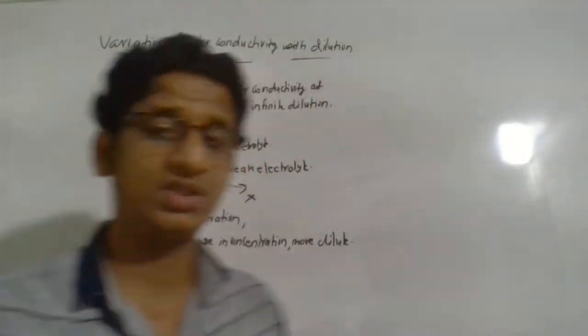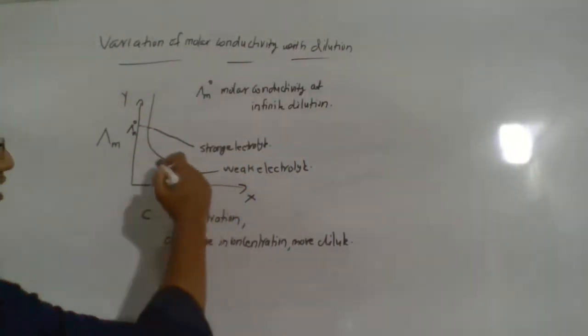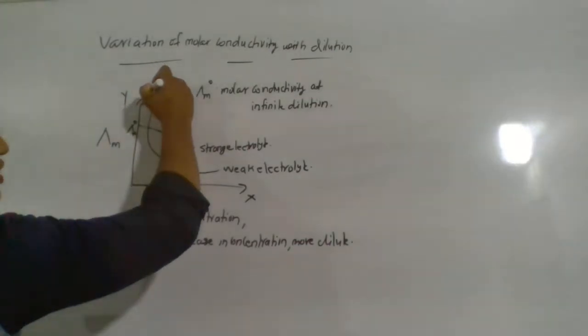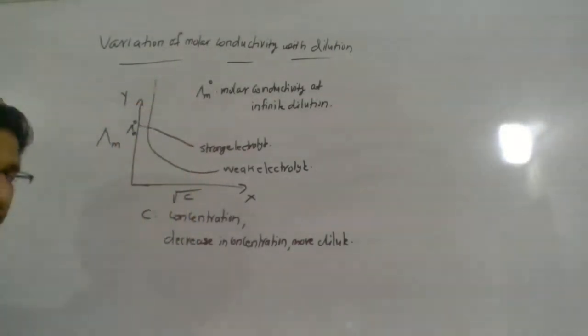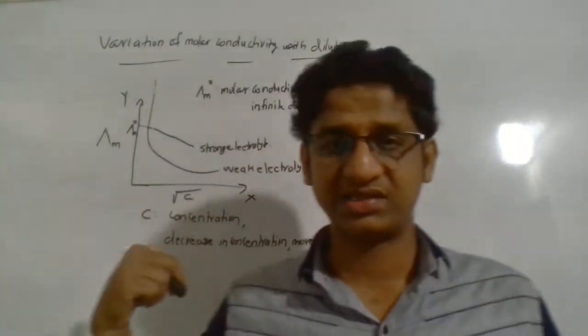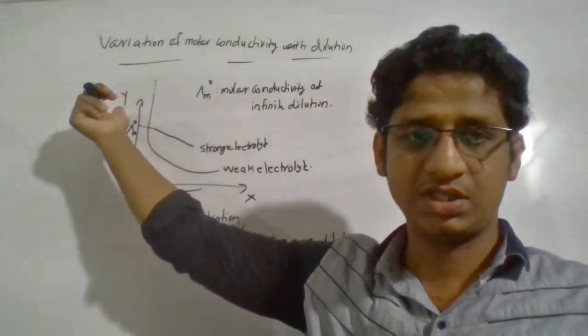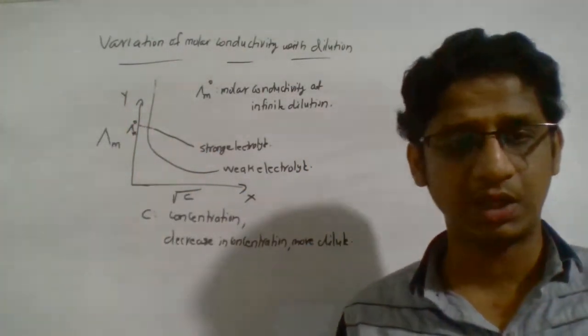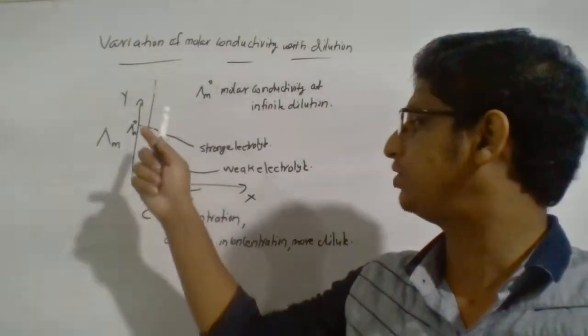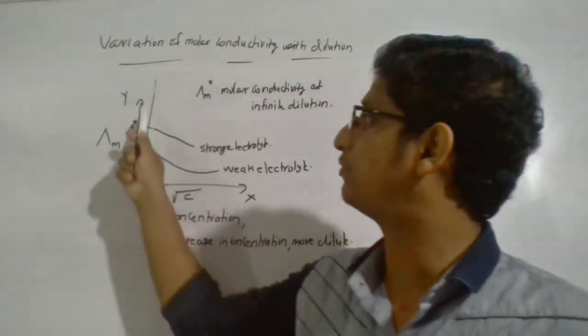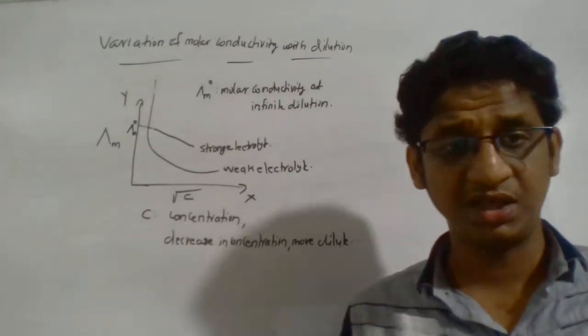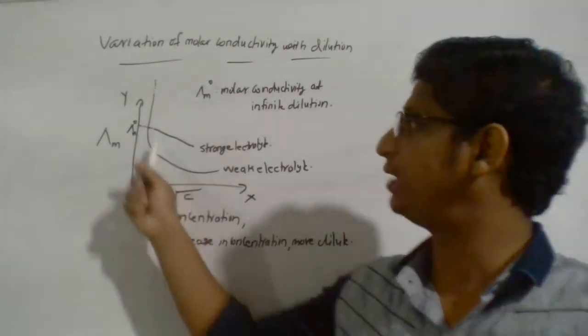Why? Because there is a steep increase you will see for a weak electrolyte. It's going up, going up, going up, not meeting the y-axis. So using a graph or normal method, you cannot determine the molar conductivity of a weak electrolyte at infinite dilution, because it keeps on increasing.